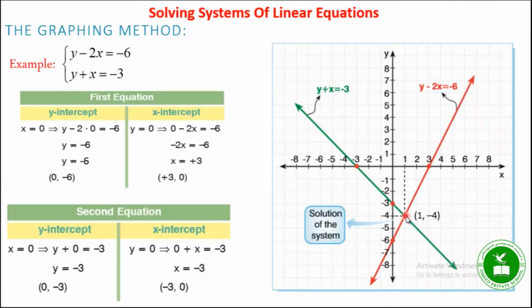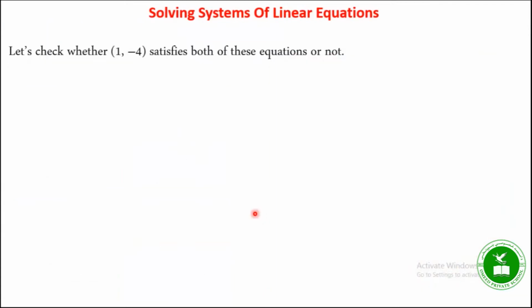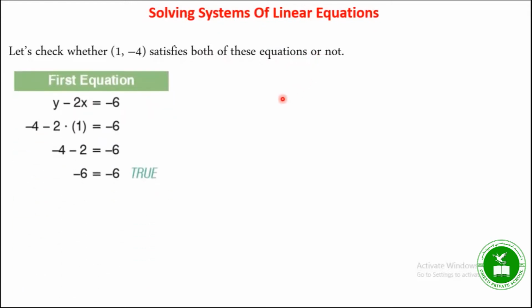Let's check whether 1 and minus 4 satisfy both of these equations or not. Firstly, in the first equation, y minus 2x is equal to minus 6. In place of y we put minus 4 and in place of x we put 1. So minus 4 minus 2 times 1 is equal to minus 6.